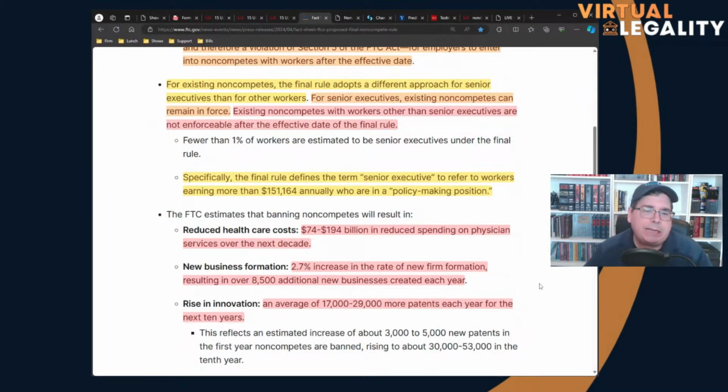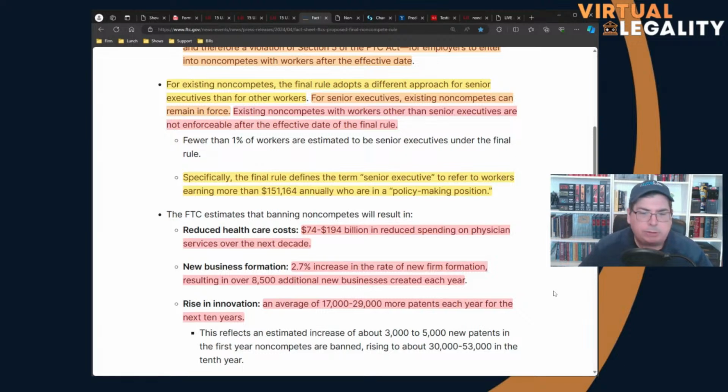The FTC estimates that banning non-competes will result in $74 to $194 billion in reduced spending on physician services, a 2.7% increase in new firm formation, resulting in 8,500 additional new businesses created each year, and an average of 17,000 to 29,000 more patents each year for the next 10 years. Now, as we already saw with respect to the Microsoft deal and some of the other things we've discussed with the FTC, their estimates and beliefs about how markets will change or be affected by what they do aren't necessarily the strongest.